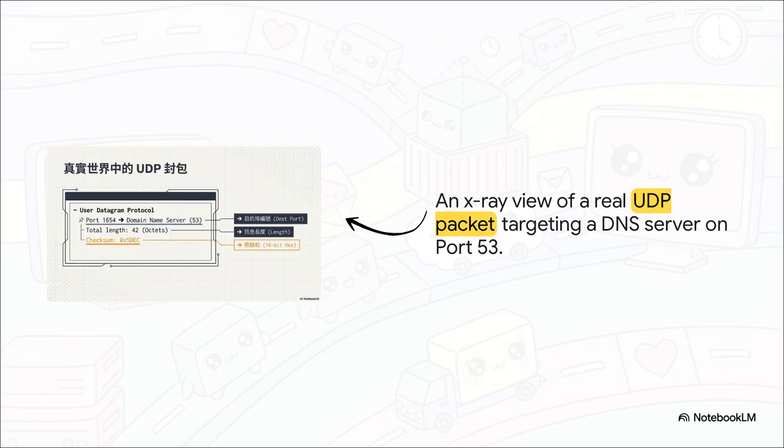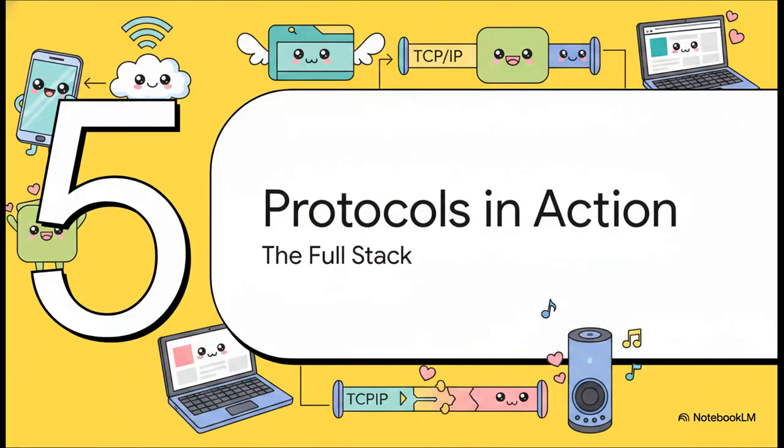And here is how all of that math manifests in reality. This is an X-ray view of a real-world UDP packet querying a domain name server. You can clearly see the target is destination port 53. The total length is 42 octets, or bytes, and right down there at the bottom, there is that calculated hex checksum. That tiny string of characters is the ultimate mathematical proof that the data arrived exactly where it was supposed to go.